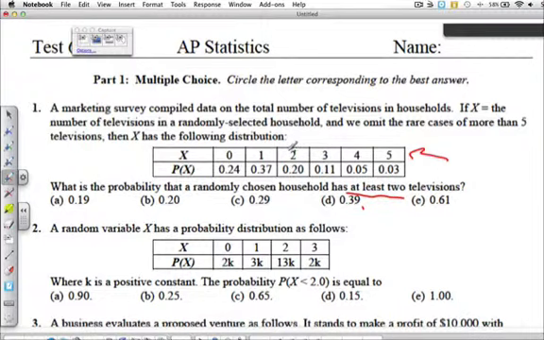So at least 2 televisions means it might have 2, 3, 4, or 5. So to answer this probability problem, we would add 0.2, 0.11, 0.05 to 0.03. We'd add all of those up, and that gives me a total of 0.39. So the correct answer is D.